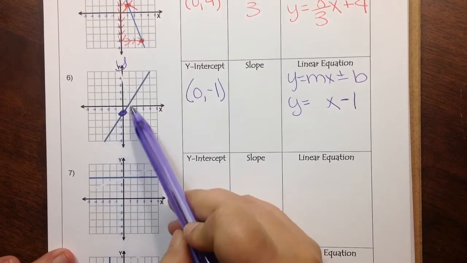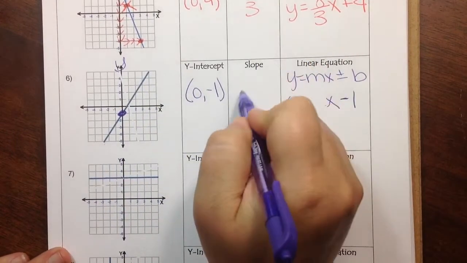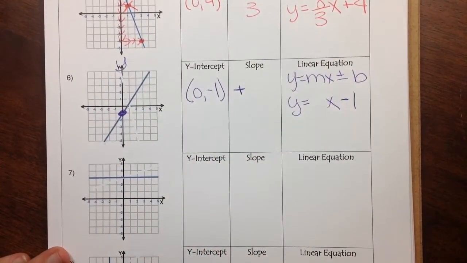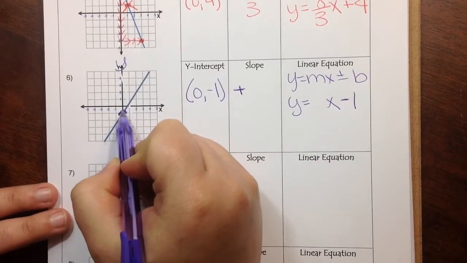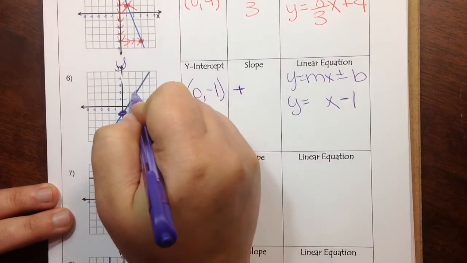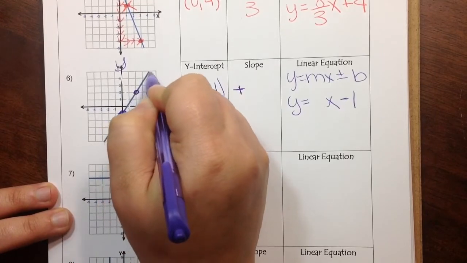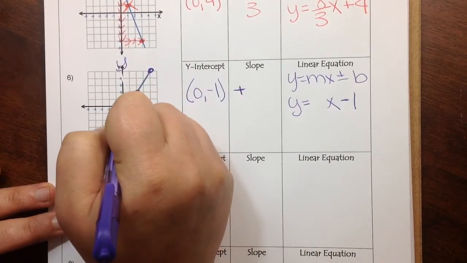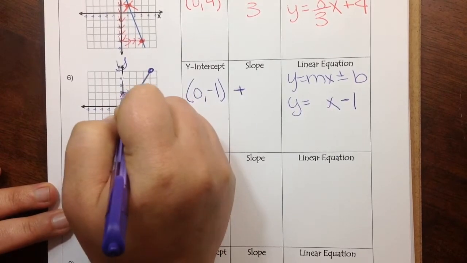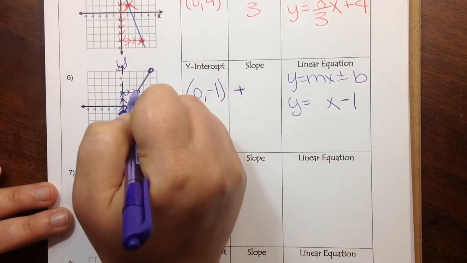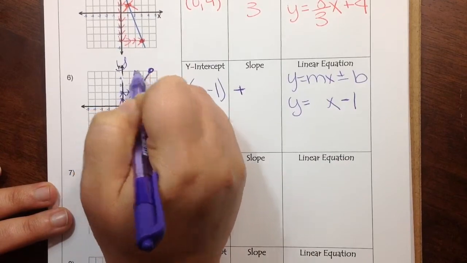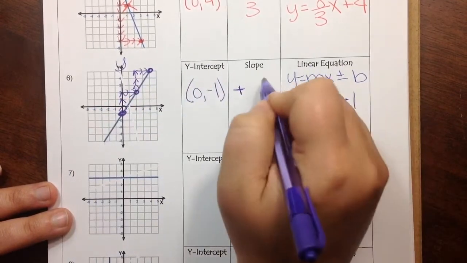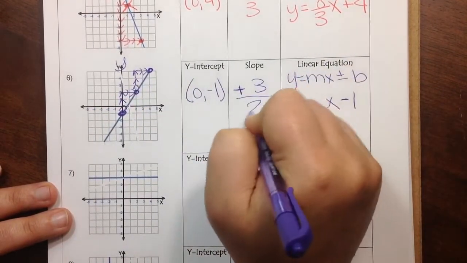I'm going to trace the route. The receiver has to run a positive route. Therefore, I know my slope will be a plus. We're going to trace the line till we hit an intersection. There's one right here. And there's one right here. So I'm just going to count up. 1, 2, 3 over 2. And I check my work. 1, 2, 3 over 2. 1, 2. So my receiver ran up 3 over 2.